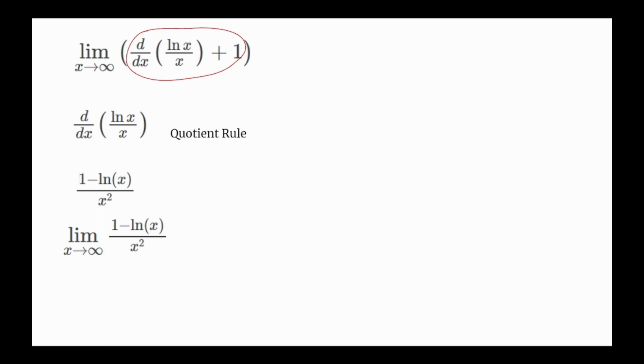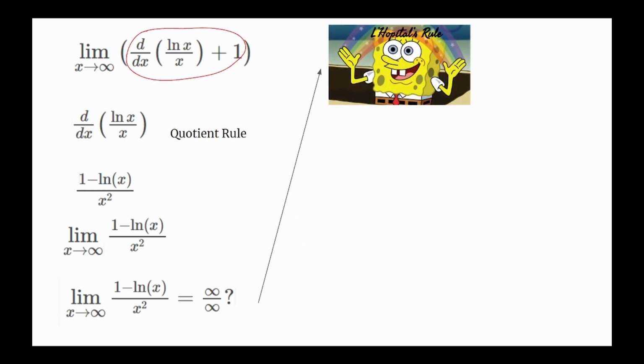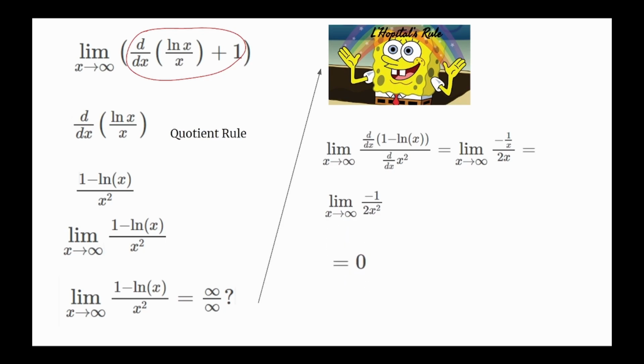So here, when we plug in x equals infinity, we get infinity over infinity. So, oh, here we go. You know what that means. L'Hopital's rule. We just take the derivative of the numerator and denominator. Then we'll do some simplifying, and we'll find that it equals 0. So that means our limit over here is just equal to 1.